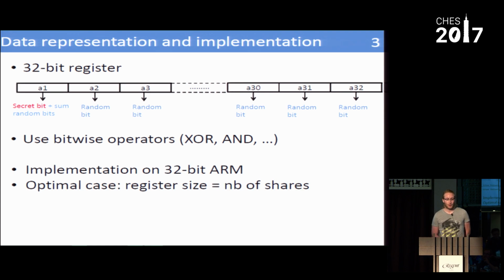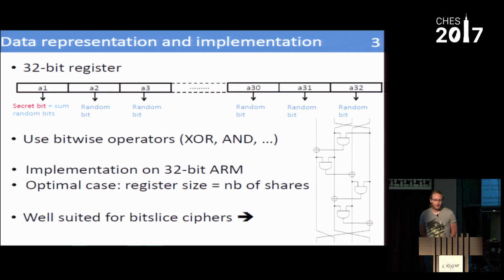In practice, we implemented it on a 32-bit ARM device, and we only focus on what we call the optimal case, when the number of shares is equal to the size of the registers. On an ARM device, this is very useful because all the rotations we need to perform the multiplication can be done for free thanks to the barrel shifter. Also note that this kind of representation can be very well suited for bitslice ciphers, which are ciphers where the S-box can be quite efficiently represented thanks to gates.